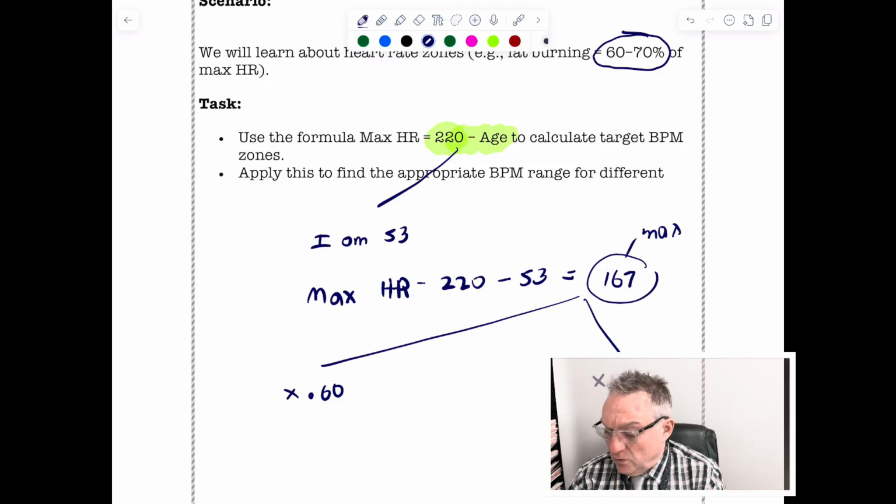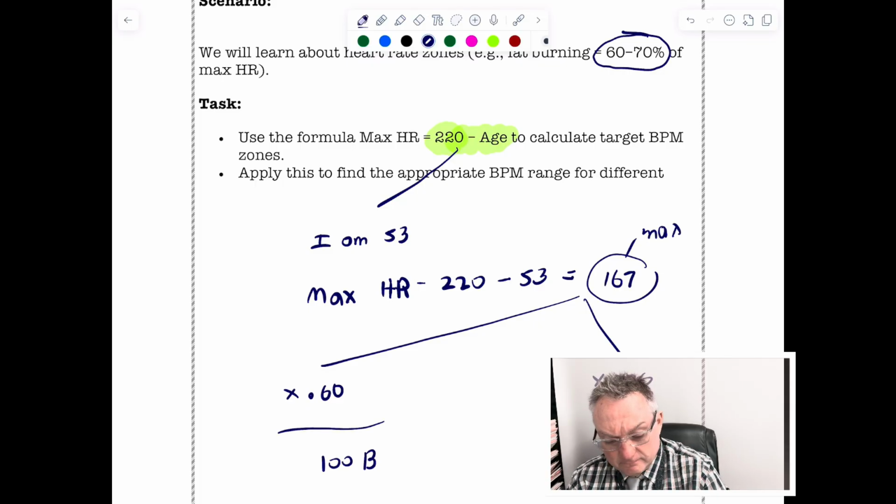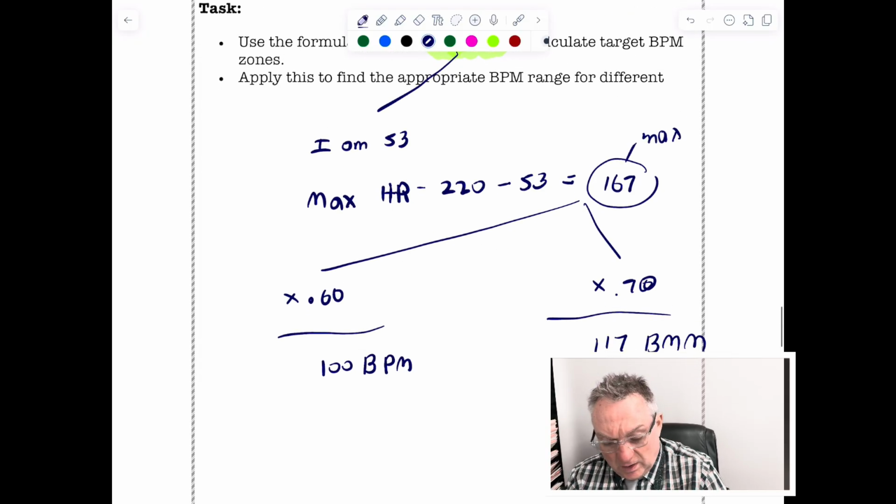So when I do 0.6 times 167, that comes out to about 100 beats per minute. And when I multiply by 0.7, that comes out to about 117 beats per minute. So my zone is 100 to 117 beats per minute.